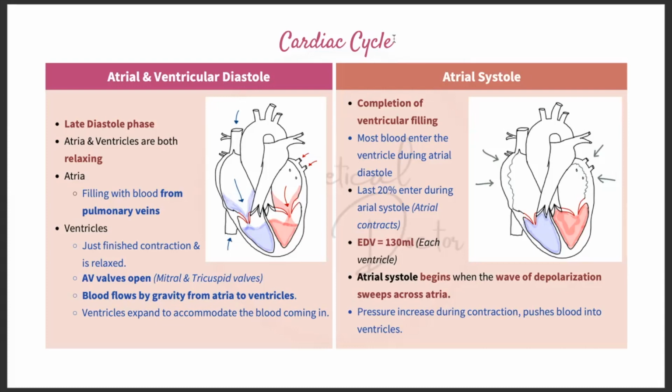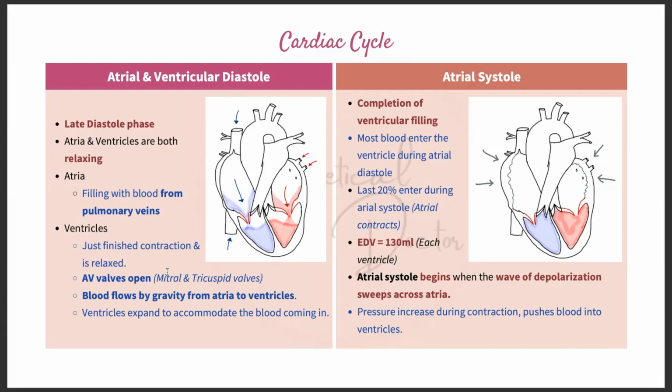We will start with the atrial and ventricular diastole, meaning both the left and right atria and left and right ventricles are relaxed. The atrial and ventricular diastole is also referred to as the late diastole phase. In the late diastole phase, both the atria and ventricles are relaxing. So in the atria, there is filling of blood from the pulmonary veins and also from the vena cava. For the ventricles, it has just finished contraction and is now relaxed. So the AV valves are opened.